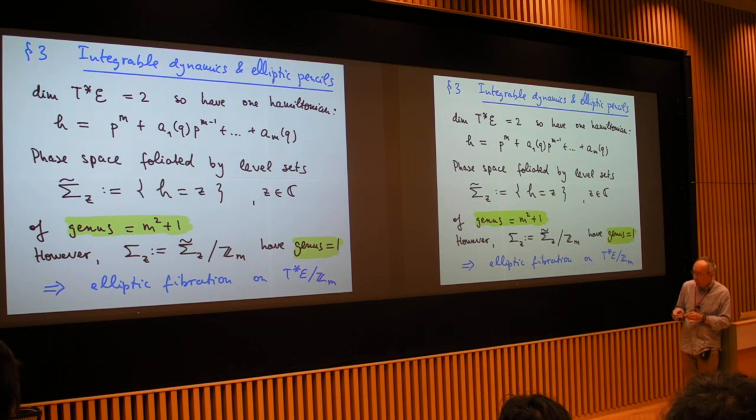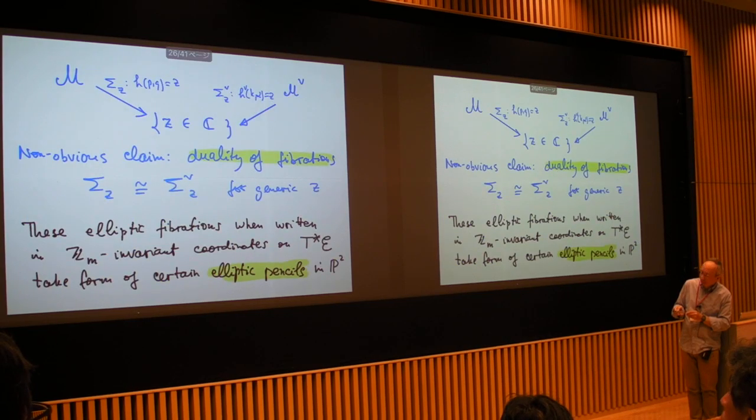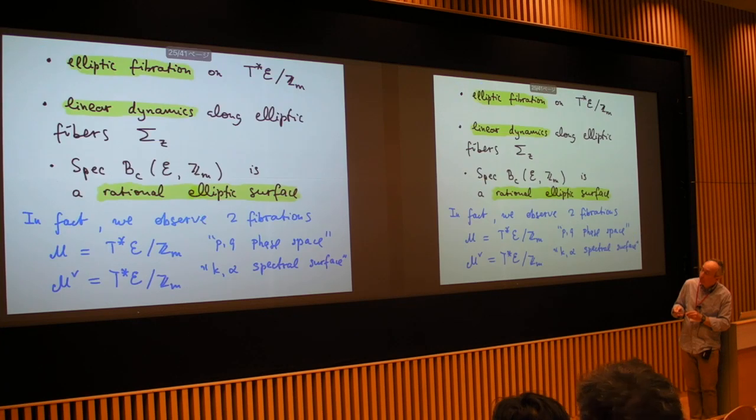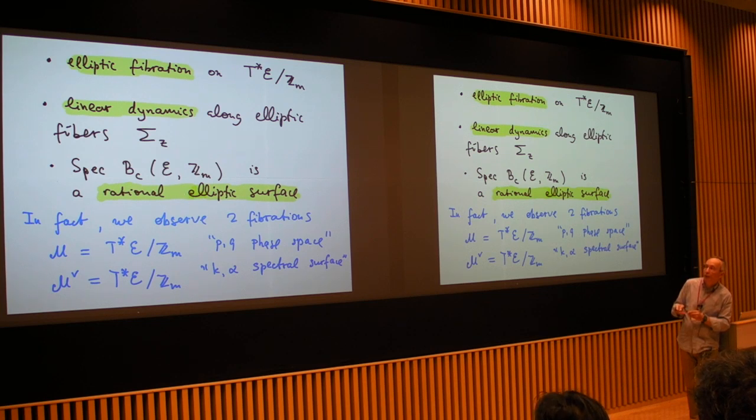And then you prove that the dynamics of your Hamiltonian system is just linear motion along these curves, as expected. But as a byproduct of that, you can conclude that if you look at the spherical subalgebra, the geometric object behind it, the Spec of this algebra, actually will be a Russian elliptic surface. Okay, and in fact that duality which I talked about, you can view it as there being two fibrations over here, which are in a certain sense dual.